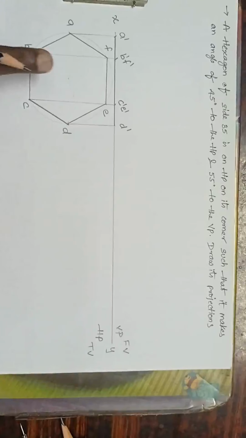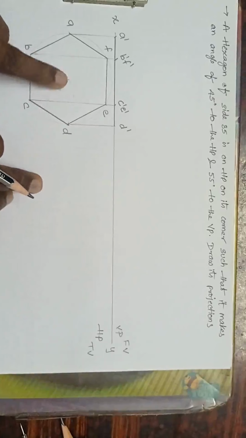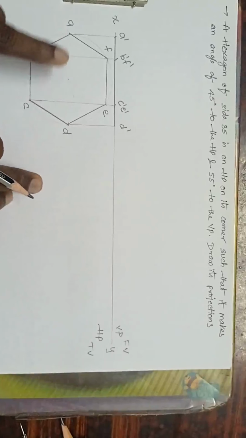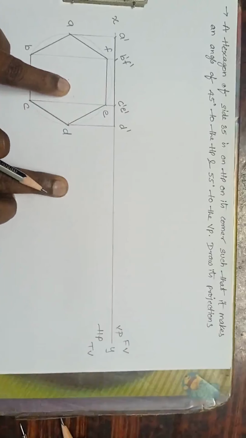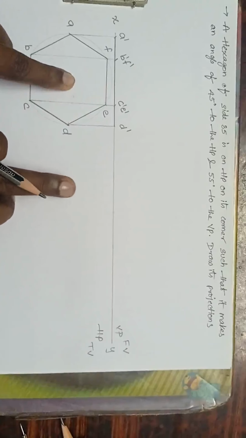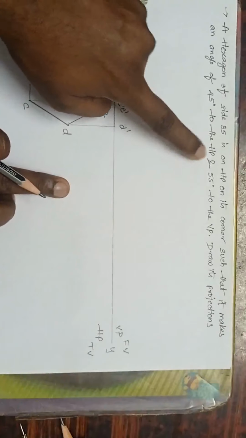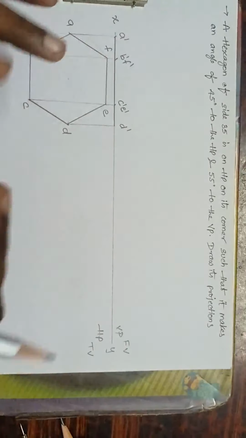Now, next, the plane is on the HP, on its corner. Done. Now the plane is on the HP. So next, what to do? I have to incline it with HP only. Because the plane is on HP, in the next stage I have to draw the inclination with HP only. How much has he given? Inclination with HP is 45 degrees. So what I will do?